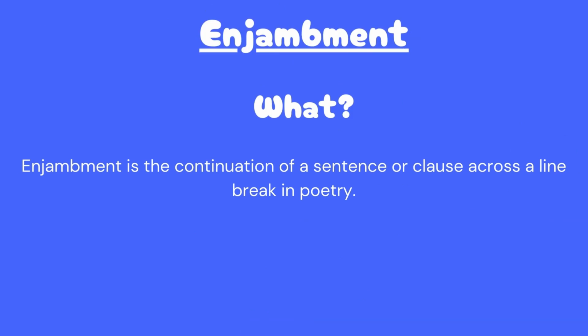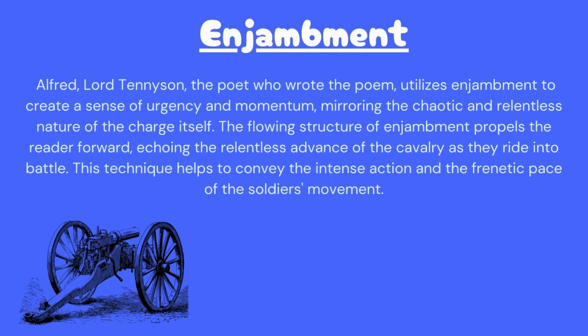Enjambment is the continuation of a sentence or clause across a line break in poetry. The poet utilizes enjambment to create a sense of urgency and momentum, mirroring the chaotic and relentless nature of the charge itself. The flowing structure of enjambment propels the reader forward, echoing the relentless advance of the cavalry as they ride into battle.